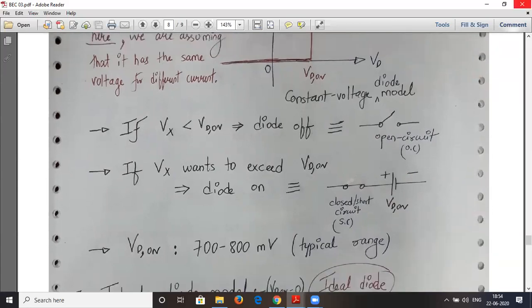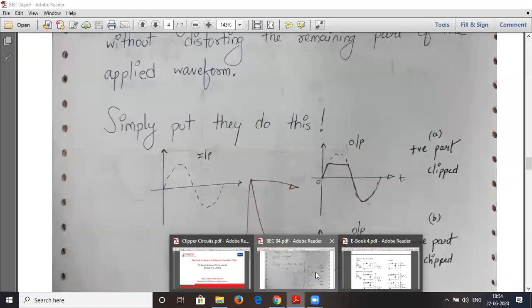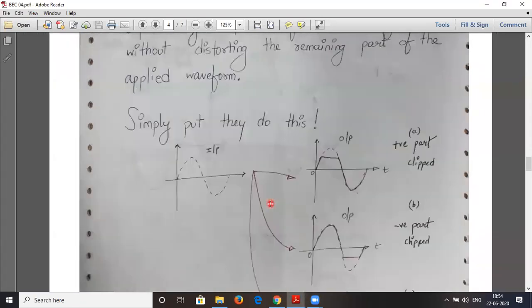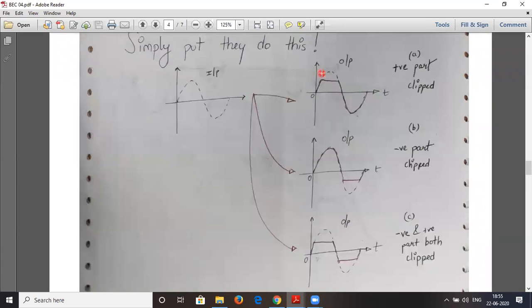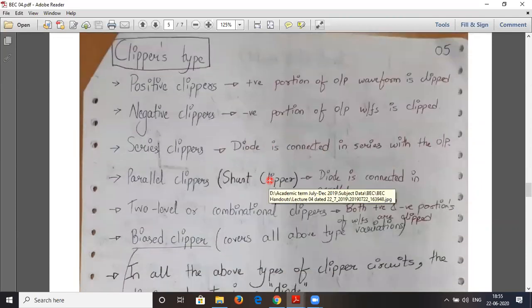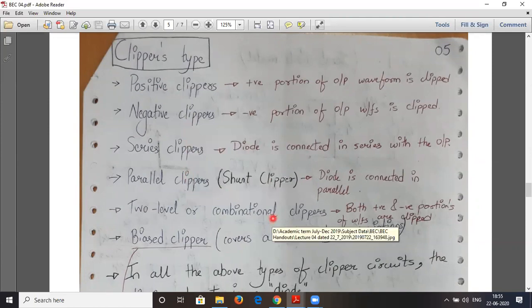So let us directly start with the clipper circuit. We have seen the definition of a clipper, and we have seen what the clipper will do. A clipper will either clip the positive portion or the negative portion, or both the positive as well as the negative portion of the input signal. There are various types of clippers: positive clippers, negative clippers, series, parallel, combinational. We'll learn more about them in a short while.